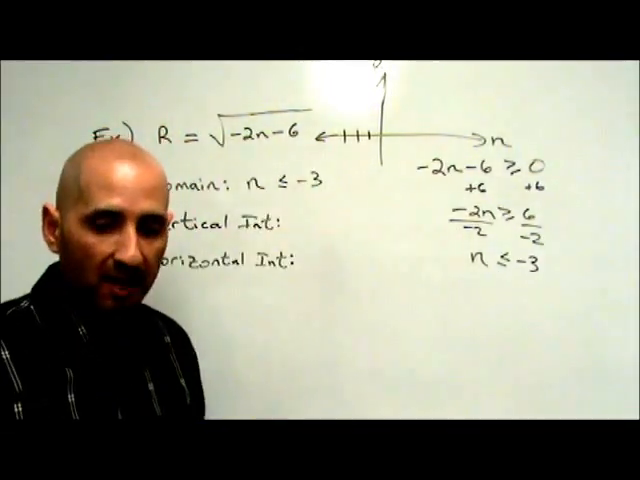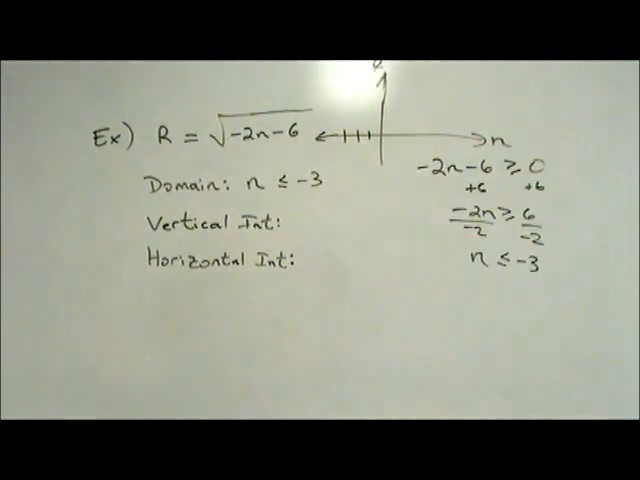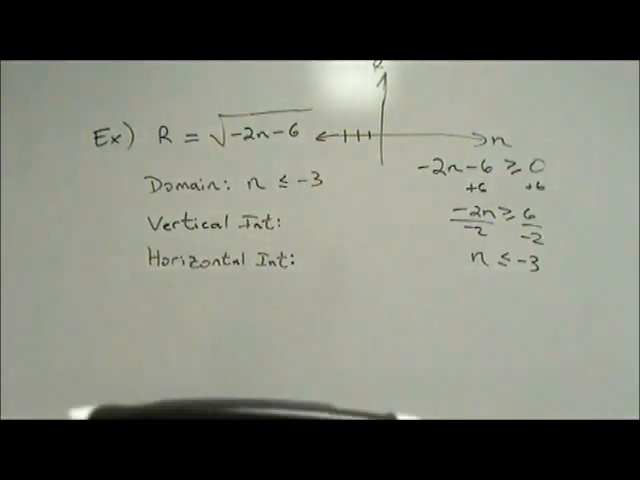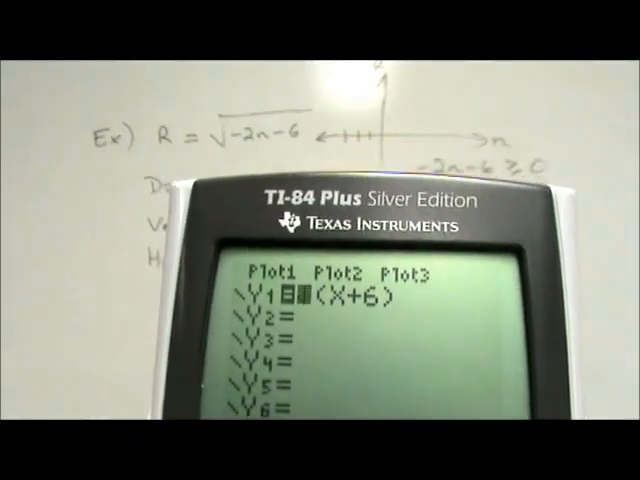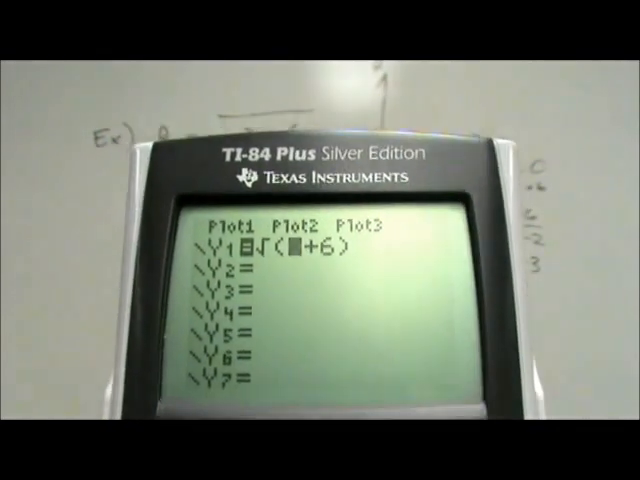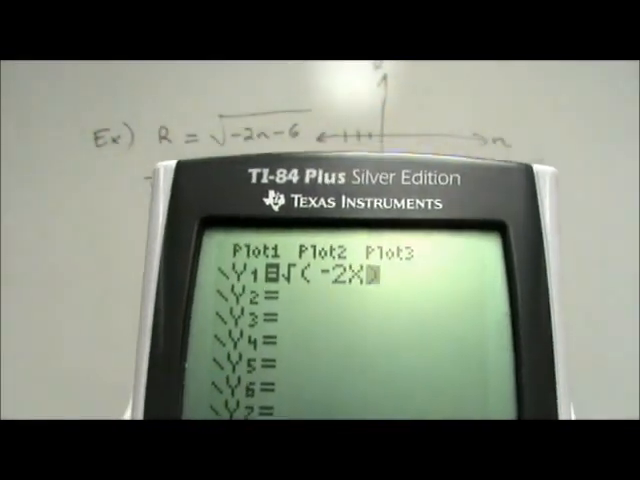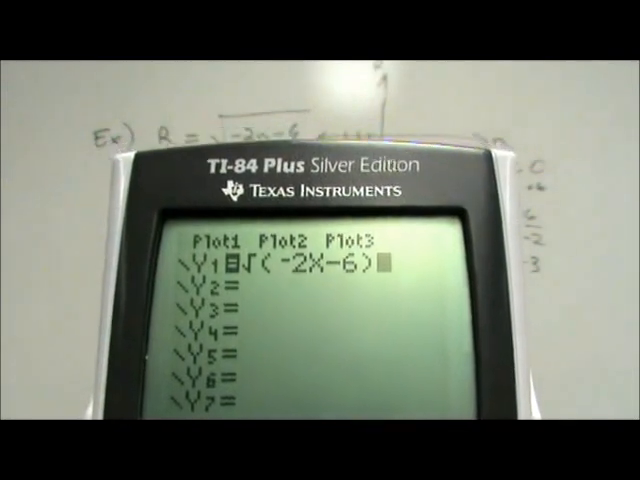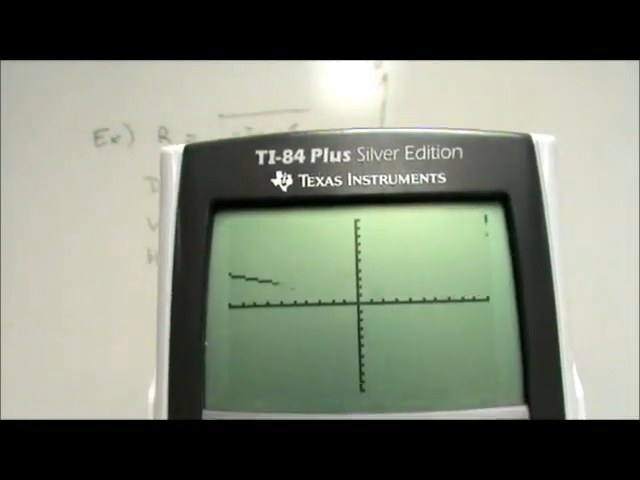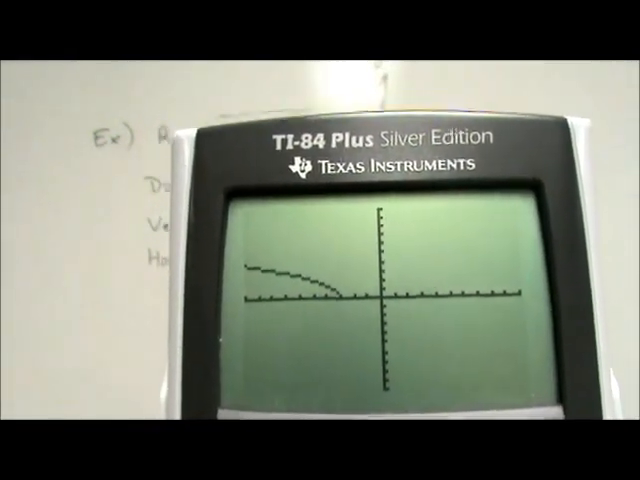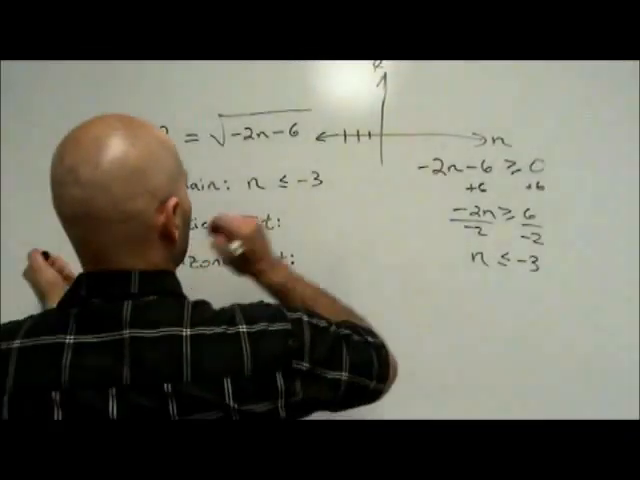Alright, so let's go look at the graph here using our calculator. X represents the input, Y the output. So let's plug that in there: the square root of negative 2x minus 6. Let's look at the graph on a standard window. Notice where it starts along the input axis going left. It starts at negative 3.